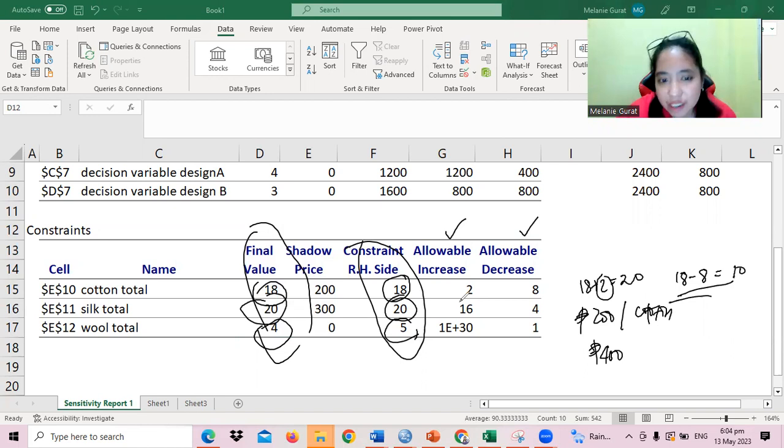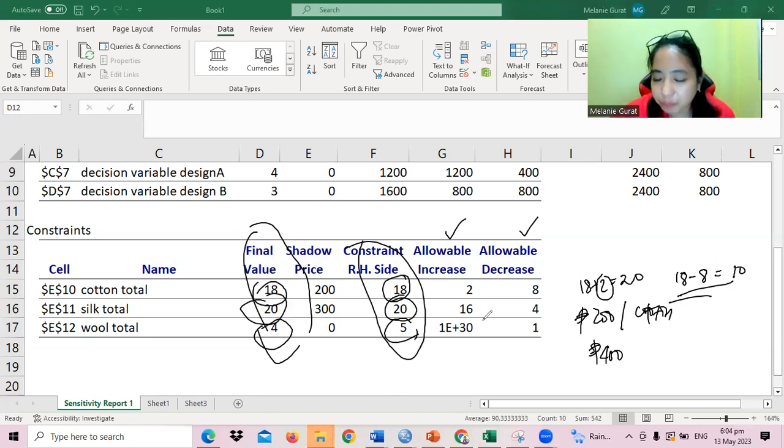For every increase in cotton, there is an increase of 200 pesos. For every decrease in cotton, there is also a decrease of 200 pesos. For every increase in silk, there is an increase in shadow price of 300 pesos. And for every unit decrease, there is also a decrease of 300 pesos.